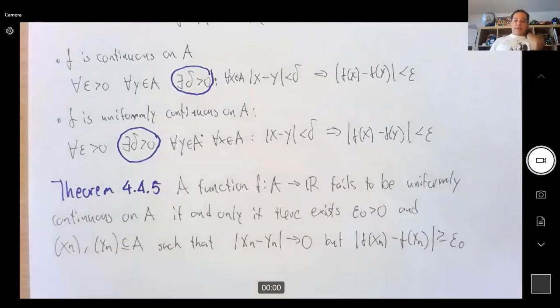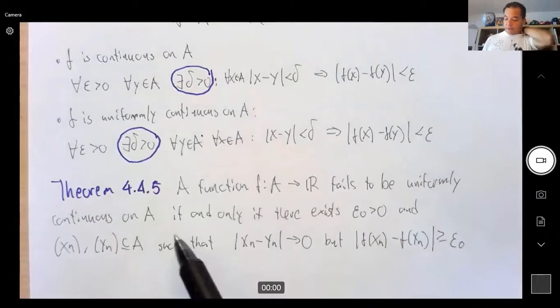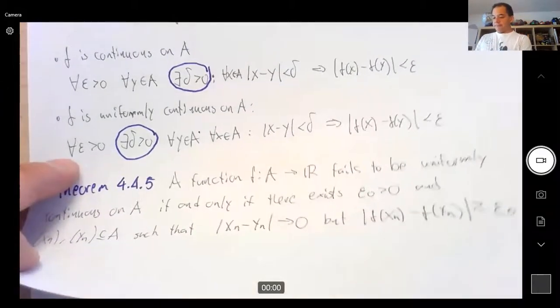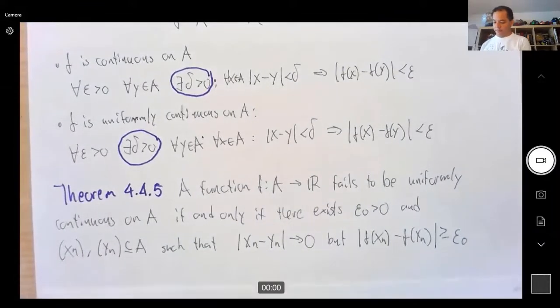So let me say this property with words. It says a function is not going to be uniformly continuous if you have two sequences that are close to each other, but their images are separated, they're epsilon 0 separated. They're always epsilon 0 apart. All right, so let's prove this and then use it to show some functions are not uniformly continuous. So here's the proof.